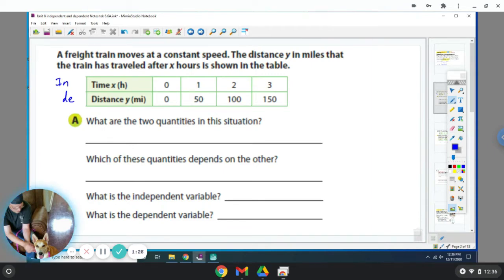So what are the two quantities? The two quantities in this situation are time and distance. The distance depends upon the time. So the independent is time and dependent is distance.